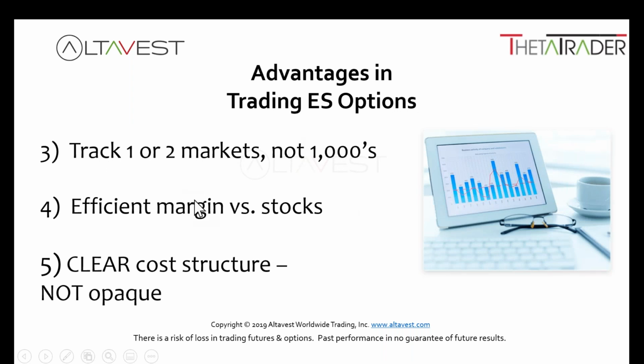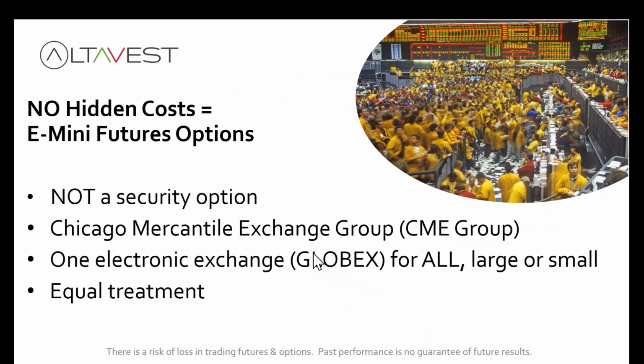And again, you're just doing 1 or 2 or 3 different indexes, not thousands of markets. So certainly that's much easier to trace and track. Efficient margin compared to stocks, and then there's a clear cost structure, meaning it's not opaque. The cost is not buried in some spread, and that's really a hidden cost, and I'll show you that in just a second. But remember, we're trading at the CME Group on the Globex exchange.